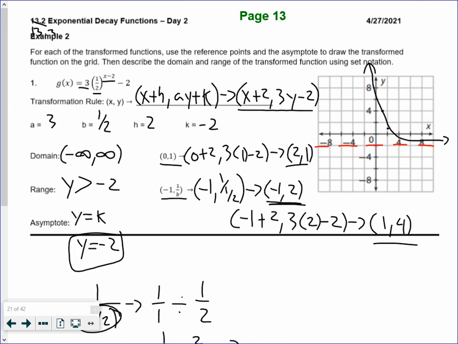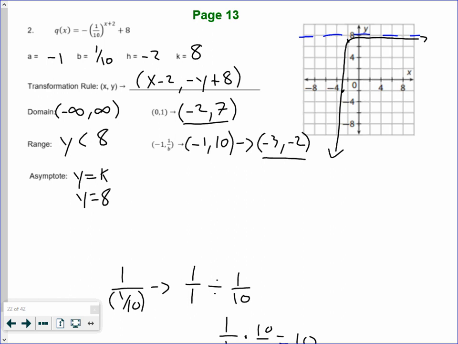All right, for number 2, I want you guys to try it out yourselves. We've done stuff like this all year round, so you should be somewhat comfortable with it. If you need to rewatch this problem, please do so, but pause the video and try number 2 on your own. All right, this is what you should have gotten for number 2.